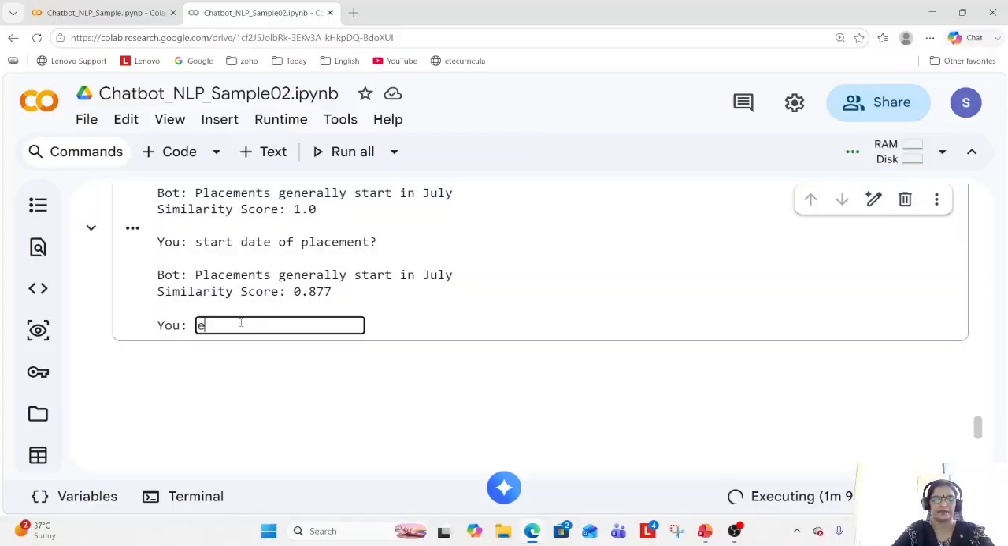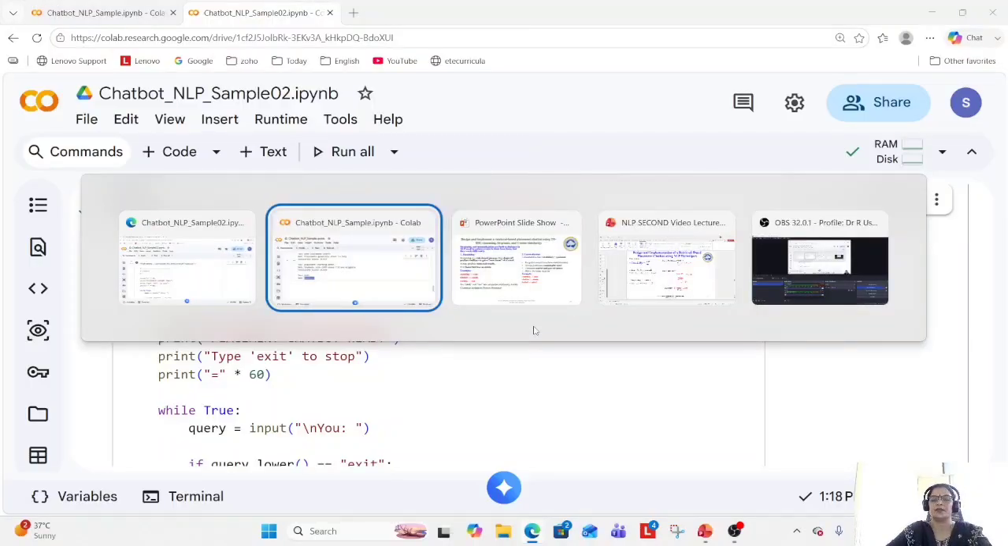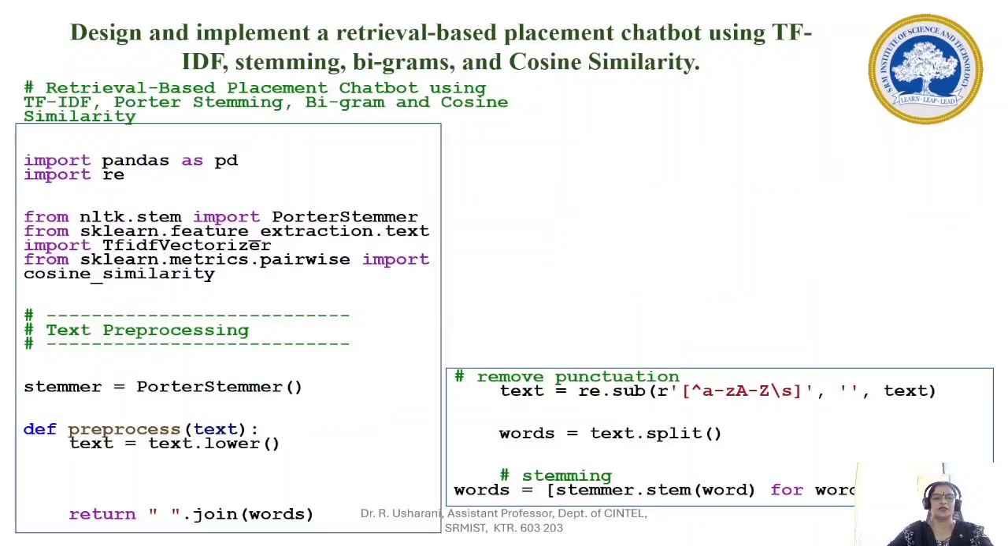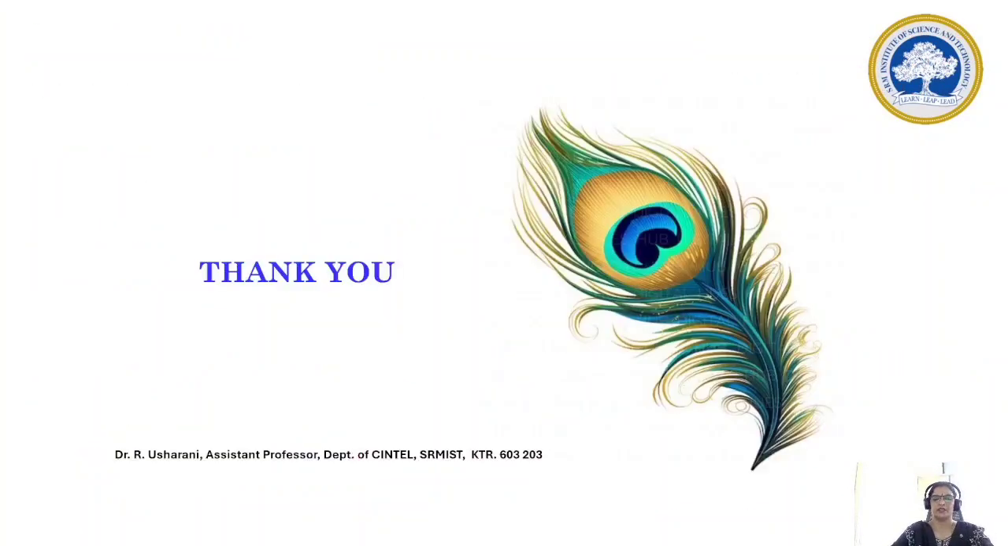That is the example. The difference between the previous one without using stemming and bigrams, and with using stemming and bigram, you can understand the difference between them. Okay, so the same program can be updated in this PPT. Thank you for watching.